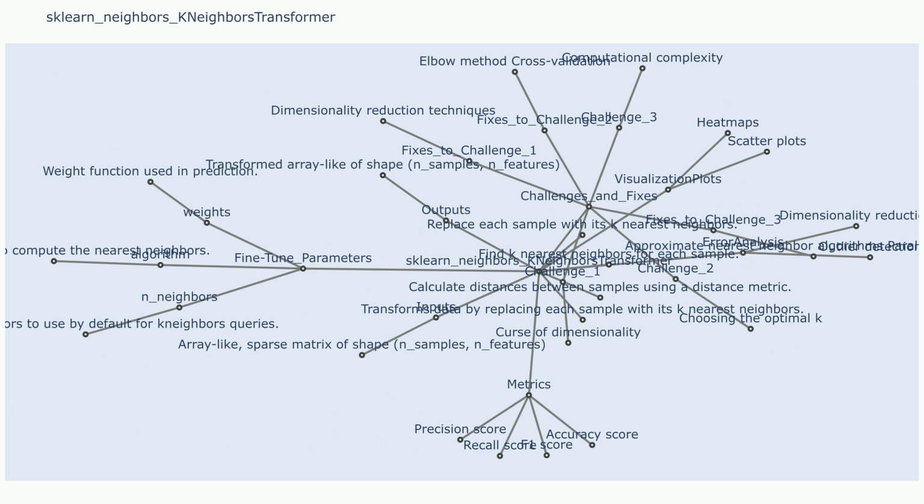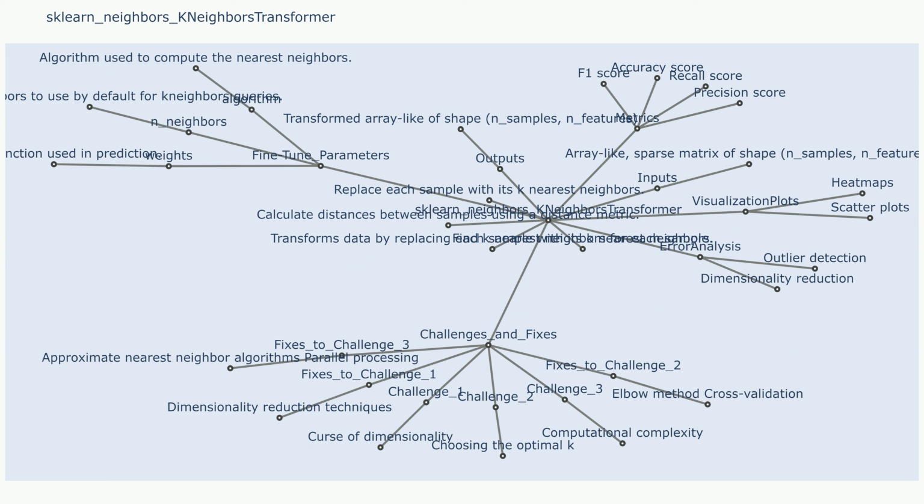Uncertainty methods. No inherent uncertainty methods are provided by KNeighborsTransformer. You can use external methods like confidence intervals or Bayesian inference to estimate the uncertainty in the transformed features.